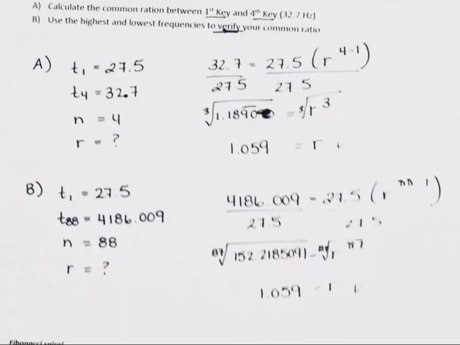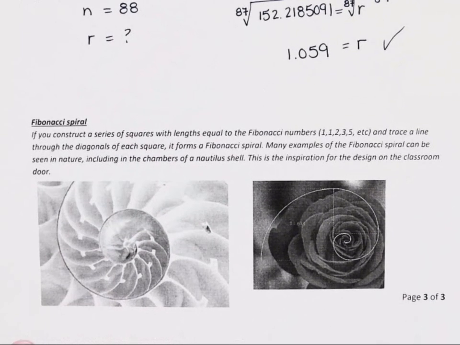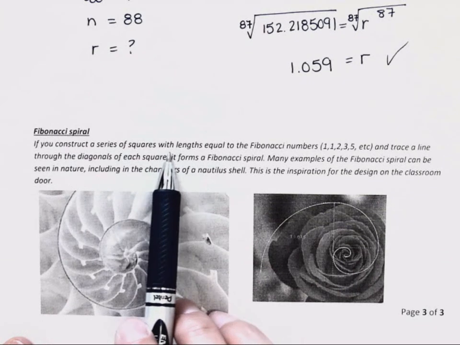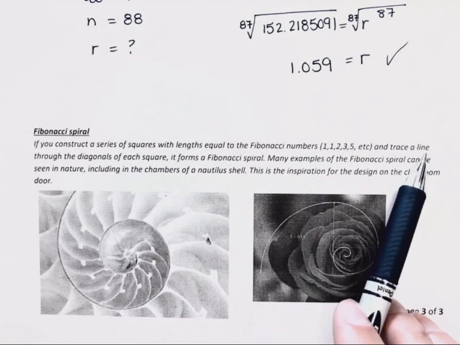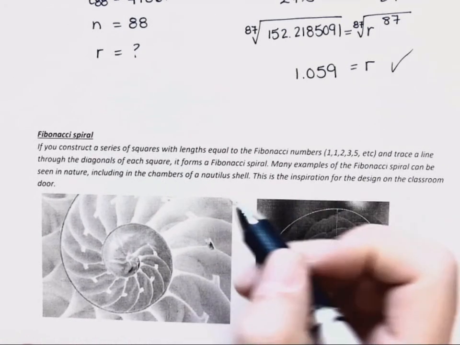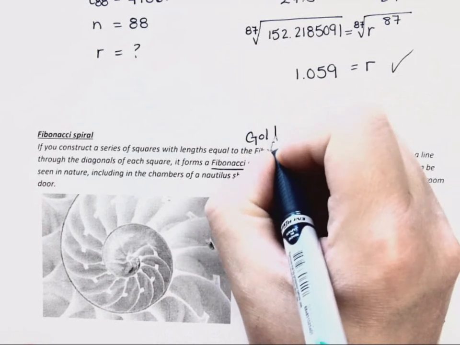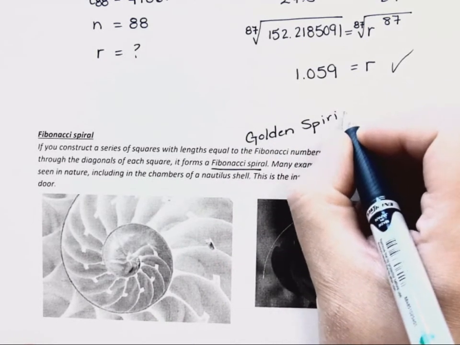Okay, the little notes at the bottom, this is like for your information and something I'm super pumped about. So the Fibonacci spiral, if you construct a series of squares with lengths of the Fibonacci sequence 1, 1, 2, 3, 5, 5, and trace a line through the diagonals of each square, it forms what we call the Fibonacci spiral. Sometimes that's called the golden spiral. And you're like, Scallion, is this going to be on the quiz? No, it's not, but you're going to be smarter people.